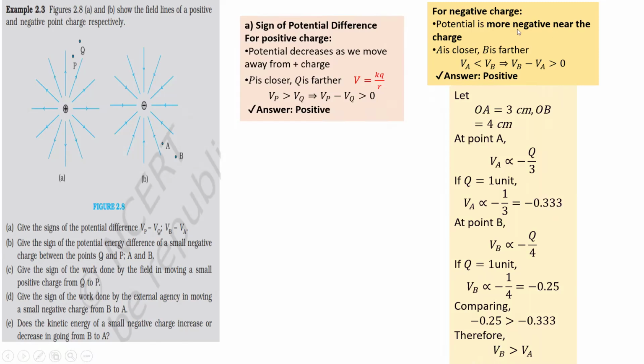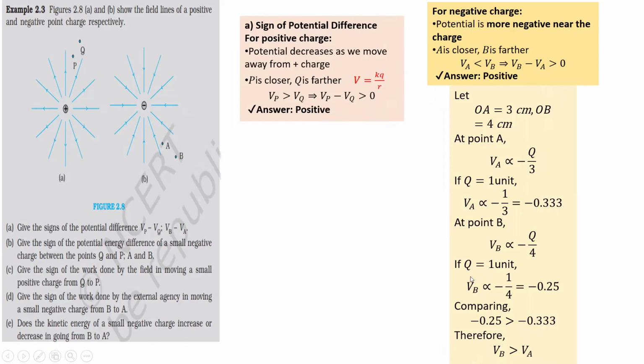Now, I will explain this with an example. Let OA distance be 3 cm. We will just imagine any value. Similarly, OB equals 4 cm. In the diagram, we can make out OA is the shorter distance, OB is the larger distance. Potential formula, that is V equals KQ by R. Now the Q value is negative here. So potential is proportional to minus Q by 3. Let us take Q equal to 1 unit. So potential is proportional to minus 1 by 3, that is minus 0.33.